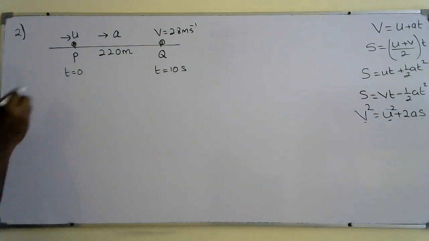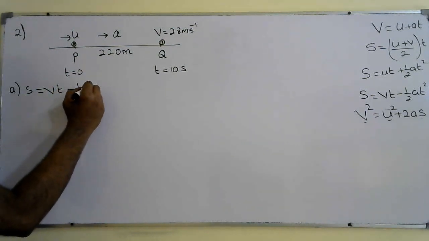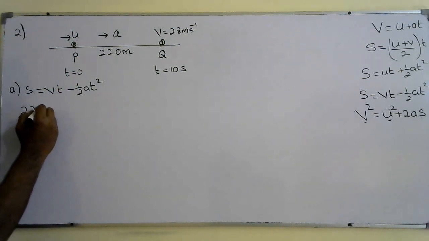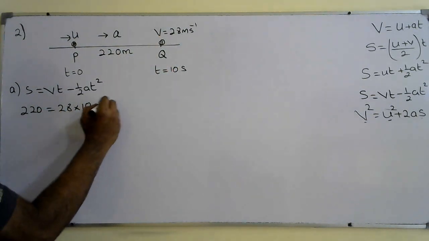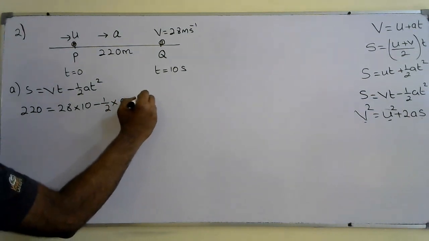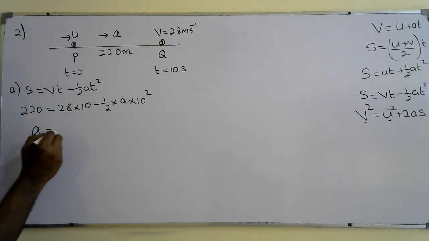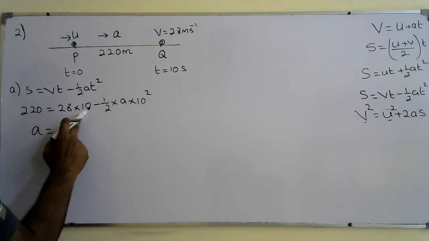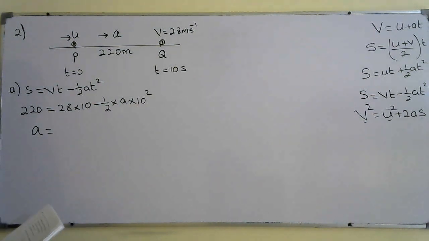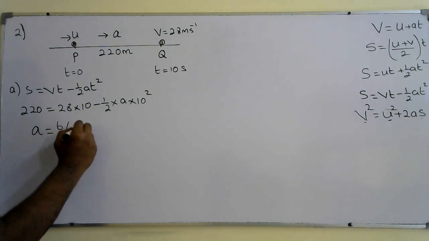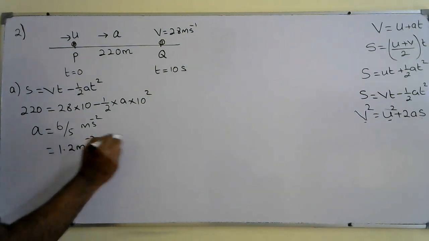So we'll use s equals vt minus half at squared: 220 equals 28 into 10 minus half into a into 10 squared. Solve it for a. 220, this is 280, bring it to the left. So 50a equals 60, that's where you can solve it. So you will get a equals 6 over 5 meters per second squared, that is 1.2 meters per second squared.